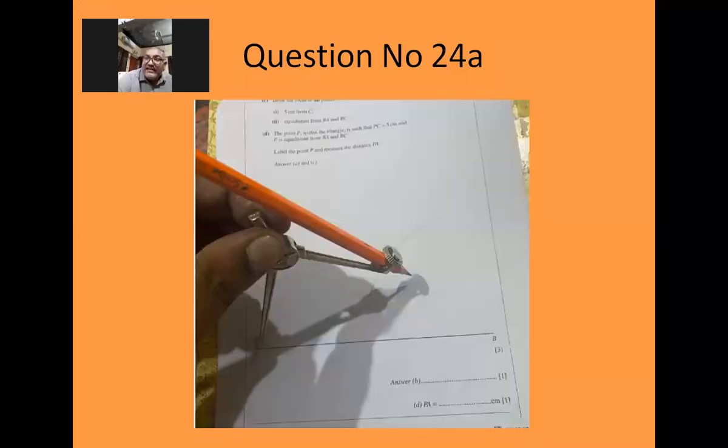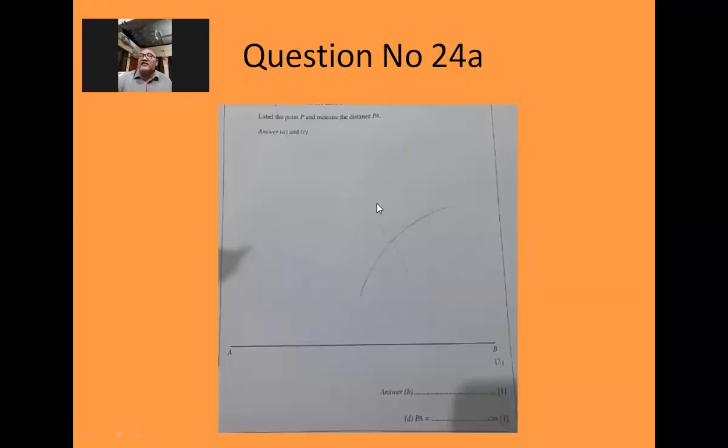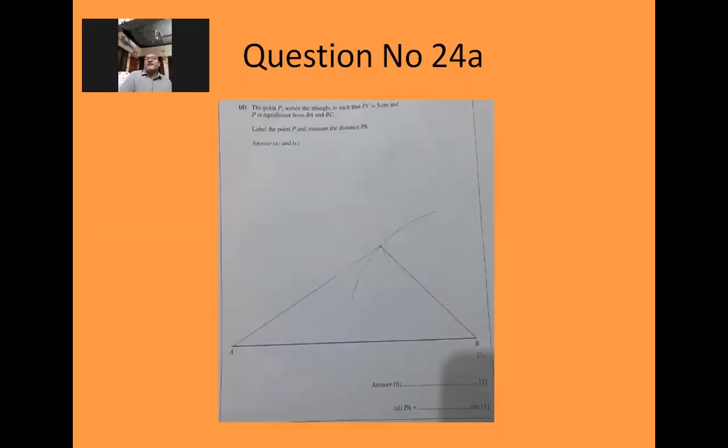The other side is AC. They have told us that AC is 11 centimeters. So I will open the compass 11 centimeters, take A as the center, and draw the arc here. You can see that these two arcs intersected here. So this will be your point C. I will join this point with A and B, and you can see that I have joined both the points and the triangle is completed.